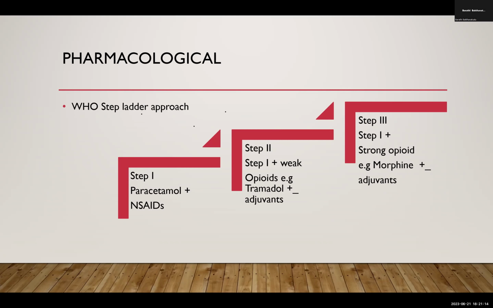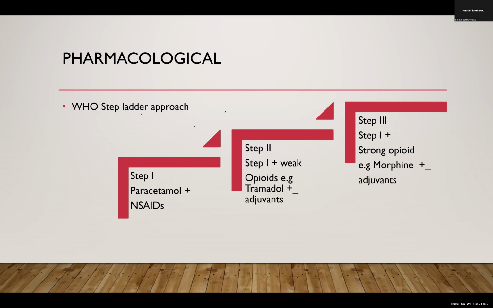For step 2, if the patient has moderate pain, you carry on with step 1. Step 1 drugs help in relieving the pain through synergistic action. Along with step 1, you can use weak opioids such as tramadol. The most commonly used weak opioids here in India are tramadol and codeine. Codeine is available both as tablets and syrup, and tramadol, I think, as injection and tablets.